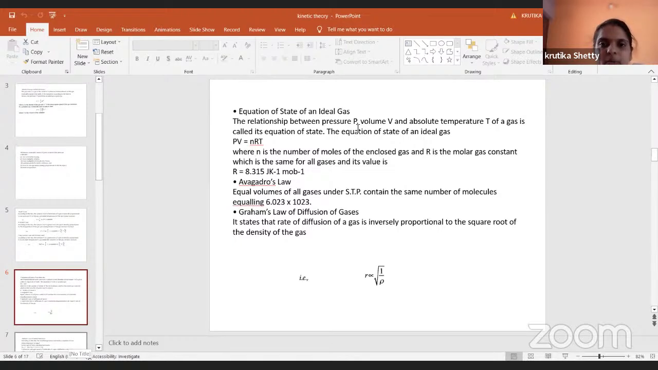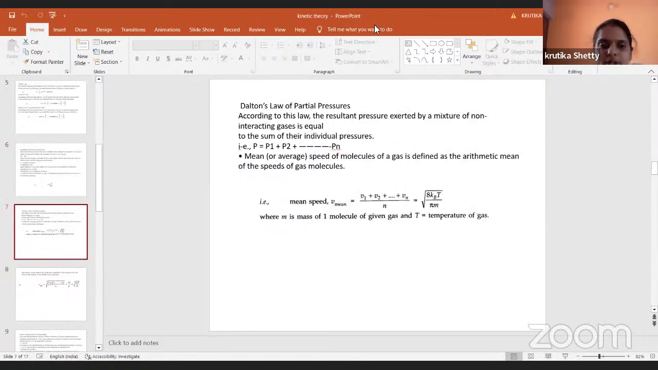Then next we have Dalton's law of partial pressure. So what is Dalton's law of partial pressure? The resultant pressure of non-interacting gases is equal to the sum of the pressures, P1 plus P2 plus and so on up to Pn. Then the mean speed is given by V1 plus V2 plus Vn upon n. So this is the mean speed of the molecule. Simplifying, it can also be written as root of 8 kBT upon pi m. kB is called the Boltzmann constant.